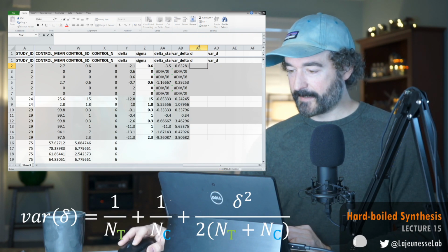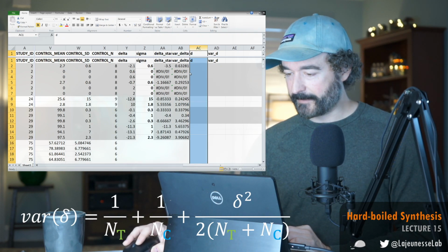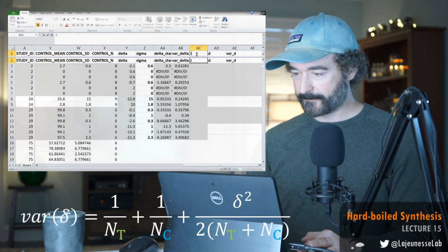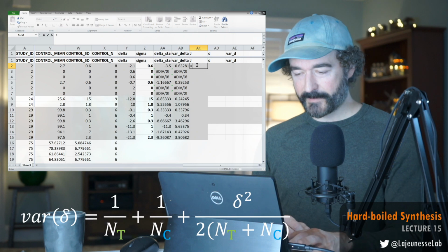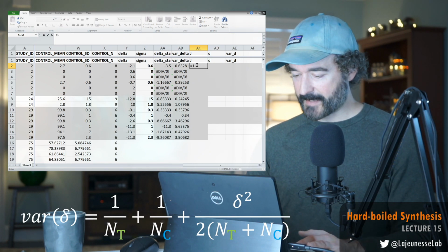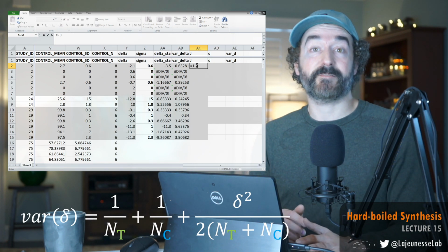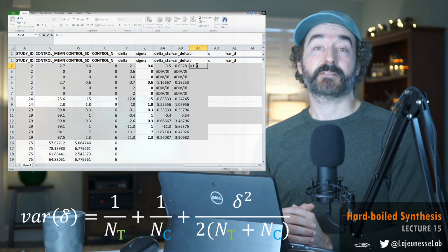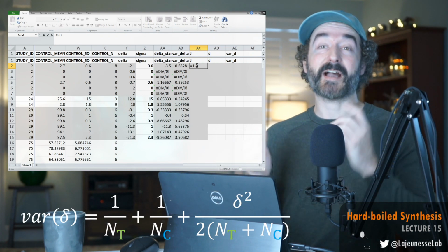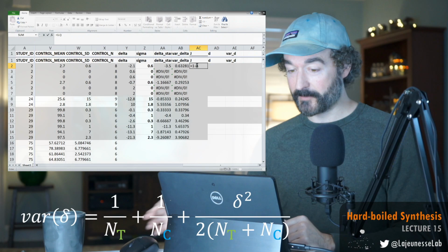Oh, but I kind of jumped ahead. We need to estimate J, which is the bias correction. And this too has kind of a weird equation to it. It's an abbreviated form of a non-central bias associated with a non-central T distribution.